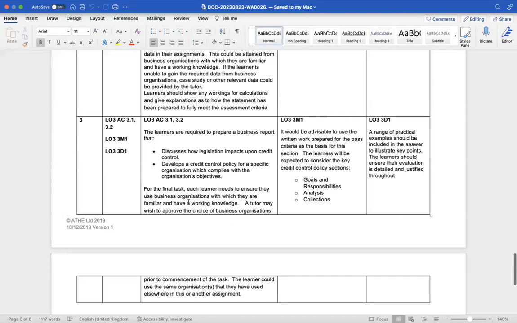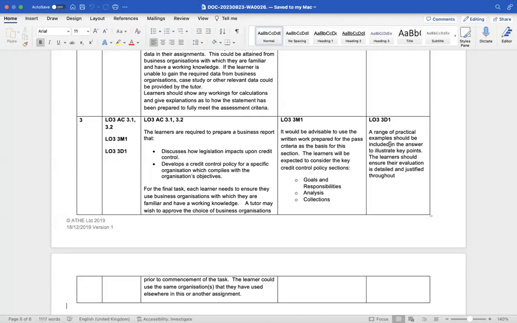This is the passing criteria. But if you want to get merit, you need to do a bit more hard work, so it would be advisable to use the written work prepared for the pass criteria as the basis of the section. The learners will be expected to consider the key credit control policy sections: goals and responsibilities, analysis, collections. Then you will come to the learning outcome 3D1. This is for pass, merit, and this is for distinction.